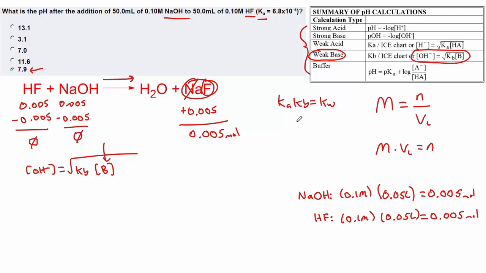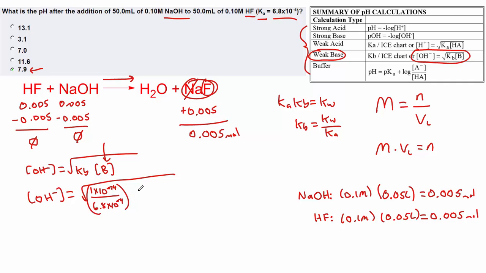So in this case, if you rearrange this to solve for Kb, we see that Kb equals Kw over Ka. So that'd be 1 times 10 to the minus 14 over the 6.8 times 10 to the minus 4 value for Ka given. And then do the same thing for the concentration of base. So hydroxide is going to equal the square root of 1 times 10 to the negative 14 Kw all over Ka, which again was 6.8 times 10 to the negative 4, and then times the base concentration. It's moles over liters for concentration, so it's 0.005 moles over, again, 50 milliliters, and 50 milliliters is a total of 100 milliliters, which is the same as 0.1 liters.